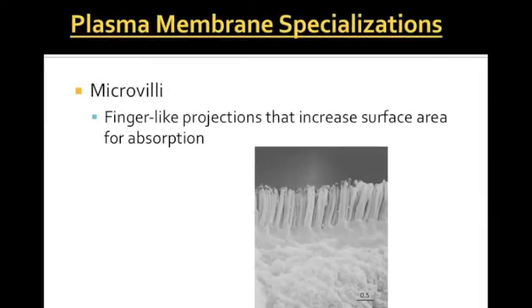On the plasma membrane, there are some very specific projections that help to increase the surface area for absorption. Now understand that this might seem like a confusing term, but it's finger-like projections, and here is a picture of them under a microscope, and they're actually called microvilli, and they're sticking off of the plasma membrane, which is shown here. And what they do is increase the surface area for absorption.